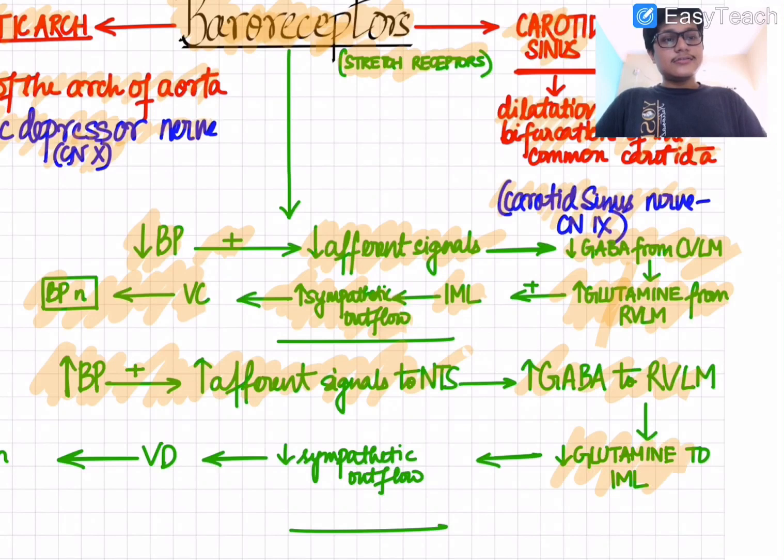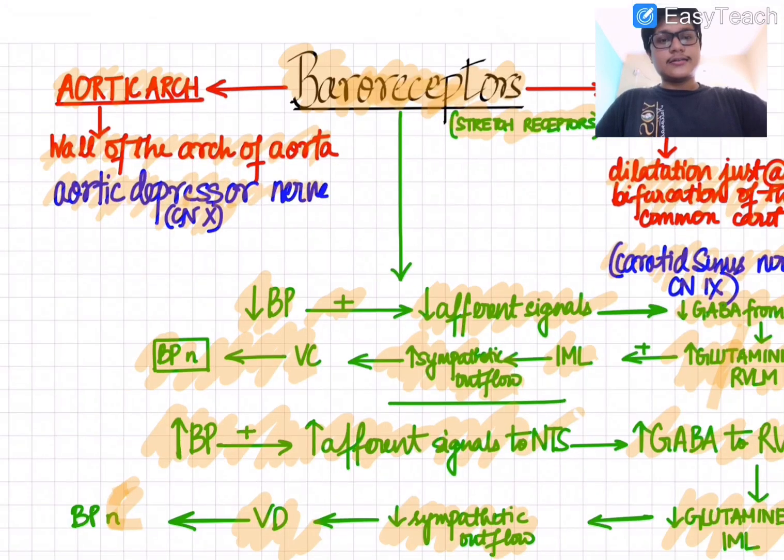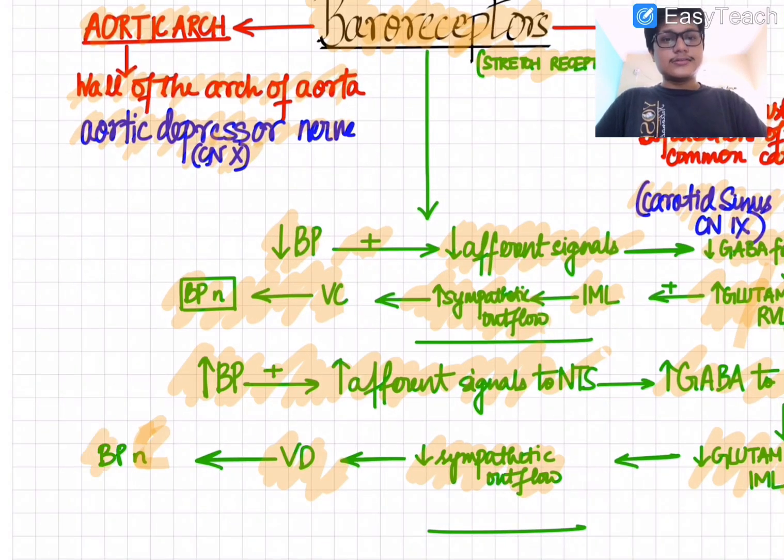There will be decreased glutaminergic efferent supply to the IML. The sympathetic outflow will decrease, and finally vasodilatation will occur, and the blood pressure will be normalized. So this is a very essential slide. It helps to build a lot of concepts.